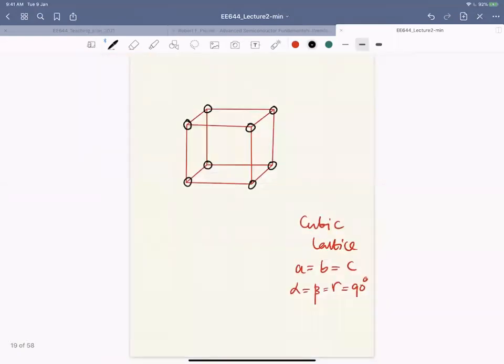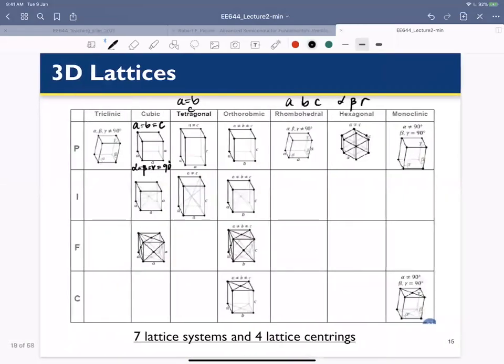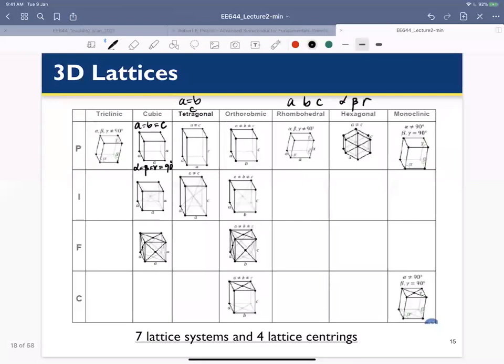Okay. Then in addition, if there is an atom in the middle of the cube, that is called body centered, right? So if you see here, there are atoms at the corners, and there is another atom at the middle.